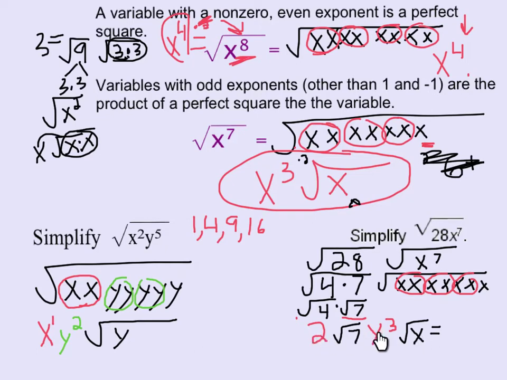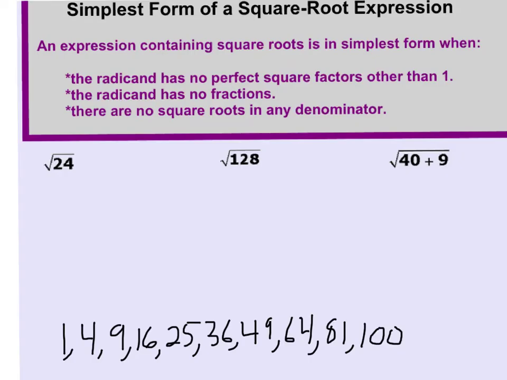So in red, I showed the things that could come out, and my final answer is going to be 2x to the third, but then we're going to multiply that by what's still in the radical, our radicands. 7 is in there, and x is in there. So here's my answer.